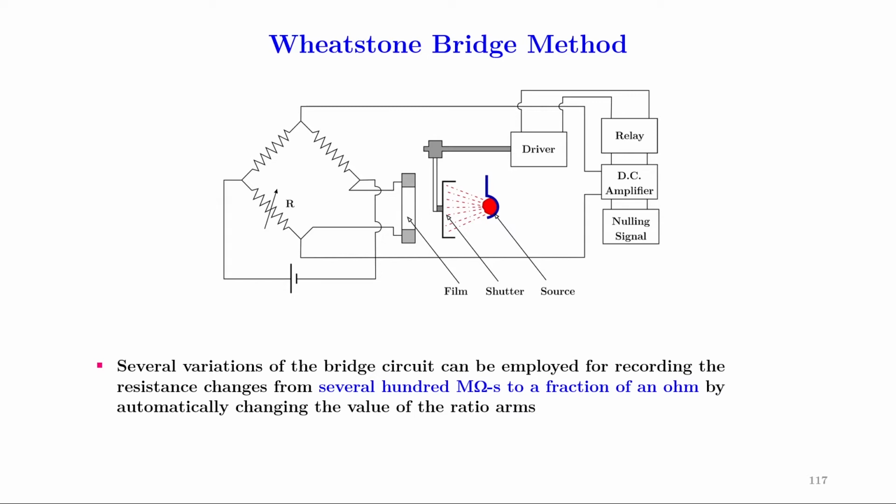Several variations of the bridge circuit can be employed for recording the resistance changes from several mega ohms to a fraction of an ohm by automatically changing the value of the ratio arms.